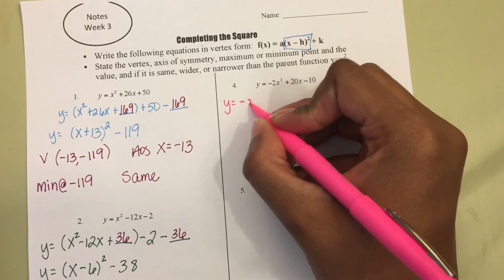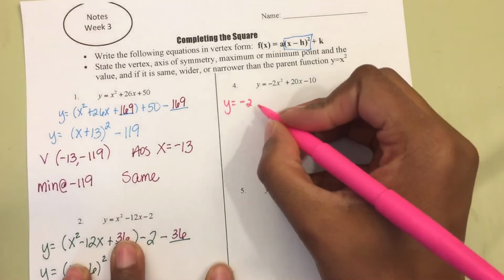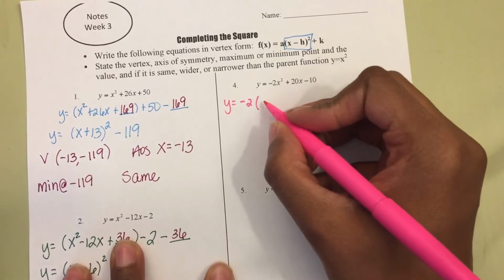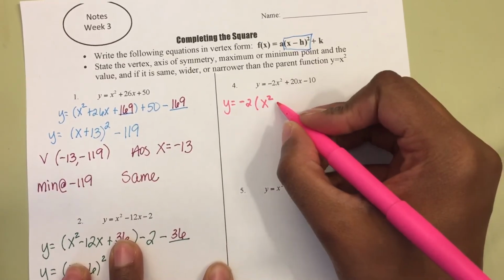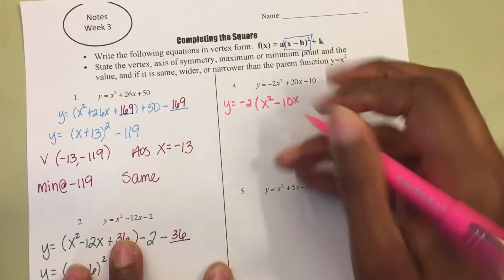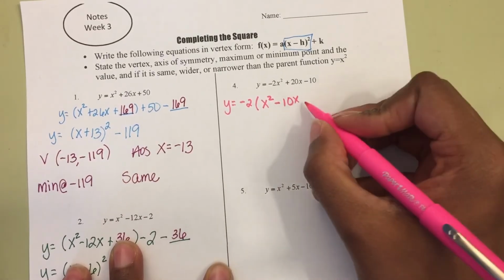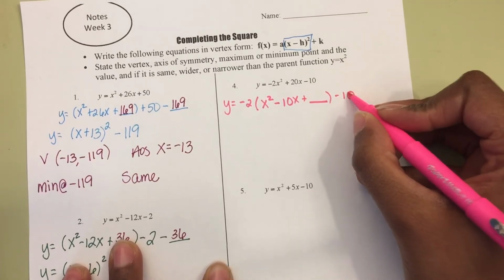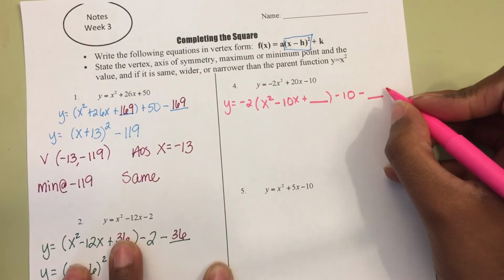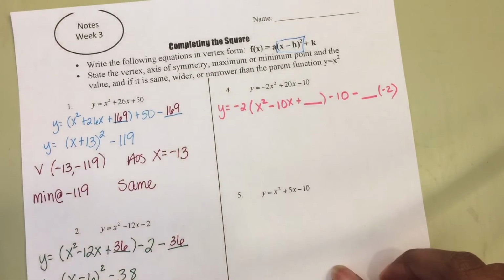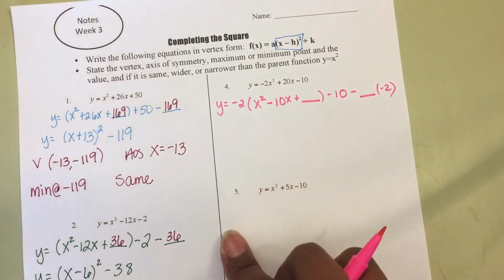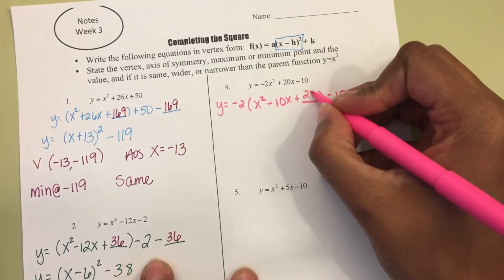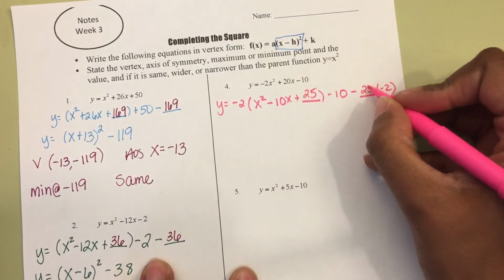So y equals negative 2. Divide everything that has an x in it by negative 2. So x squared minus 10x. It's one place where we make some big common mistakes. And then plus blank, minus 10, minus blank, times negative 2. And then you fill in your blanks. Half of 10 squared is 25.